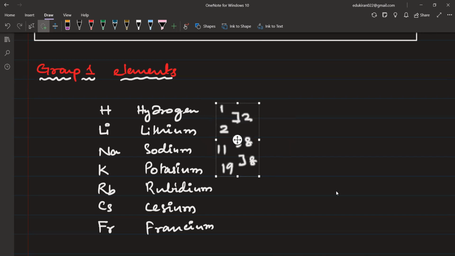18. Very good. See the patterns. Chemistry is all about patterns here. 37, right? After that, once again 18. Yes or no? Yes, sir. So once again you will add 18, and you will get 55. After 18, you will add 32, and you will get 87. So you have to remember this also: 2, 8, 8, 18, 18, 32. If you remember this, then you will know the atomic number of each and every element.